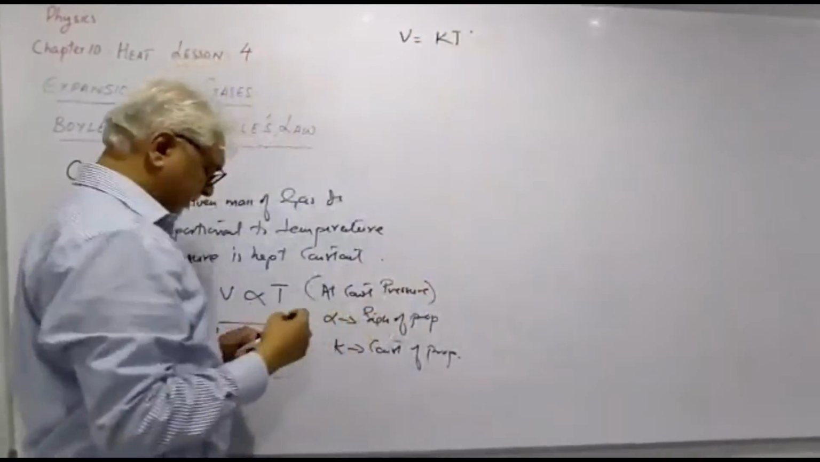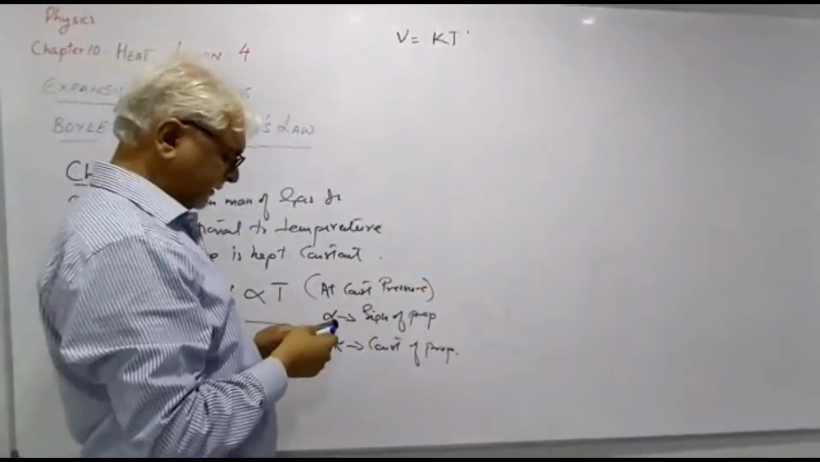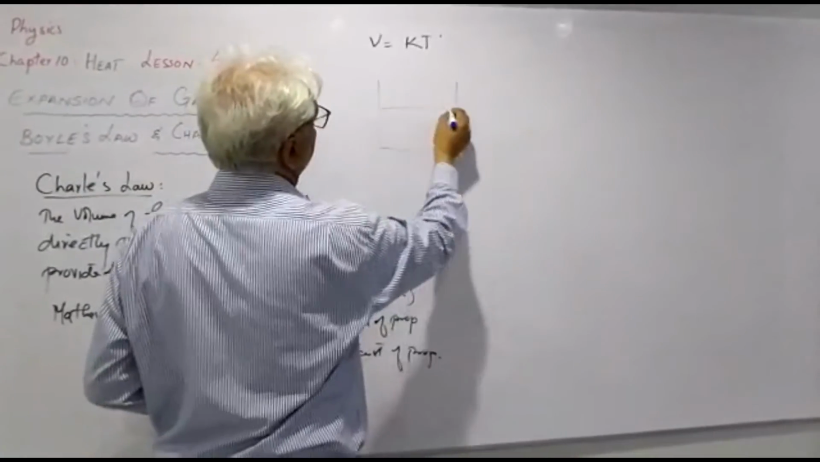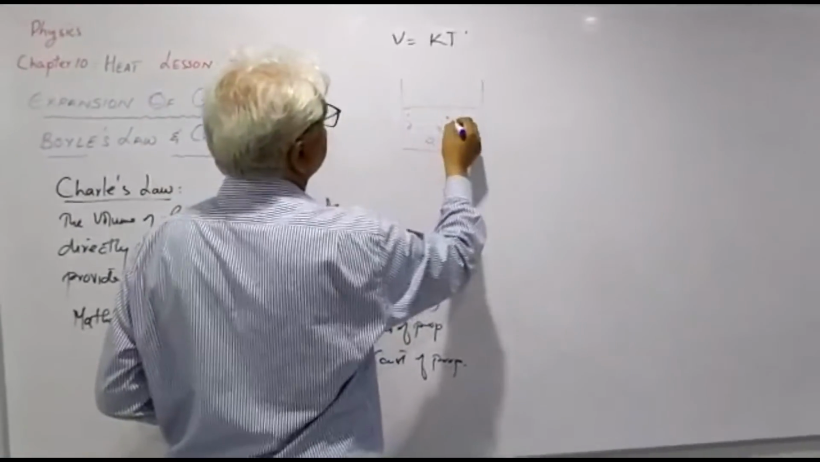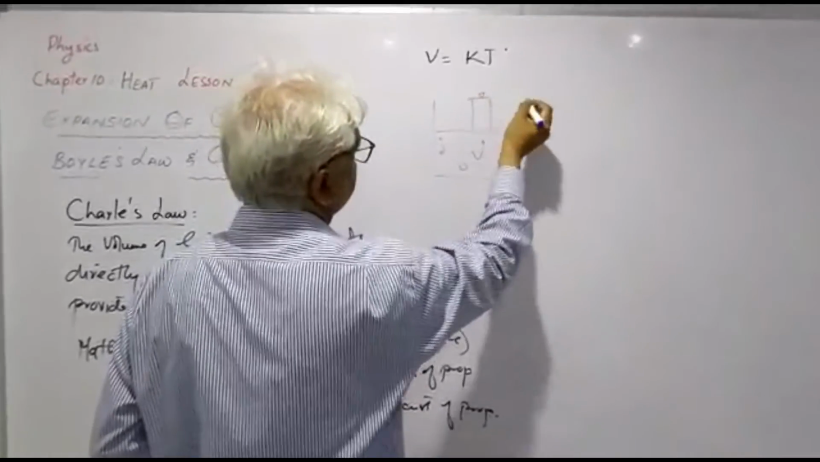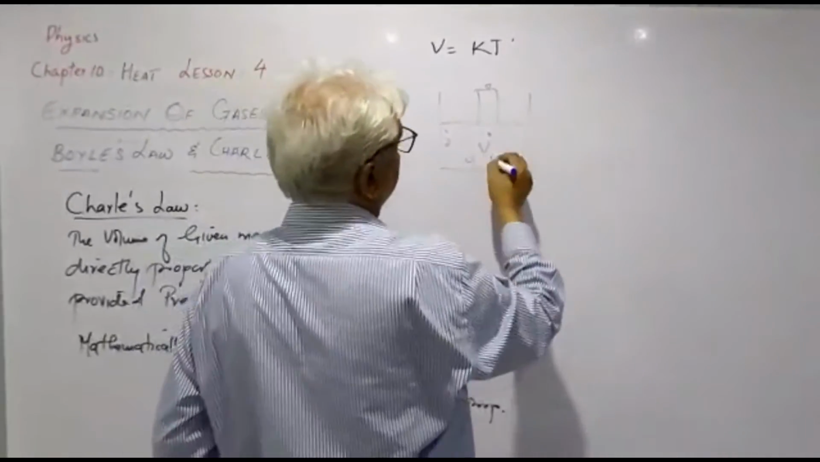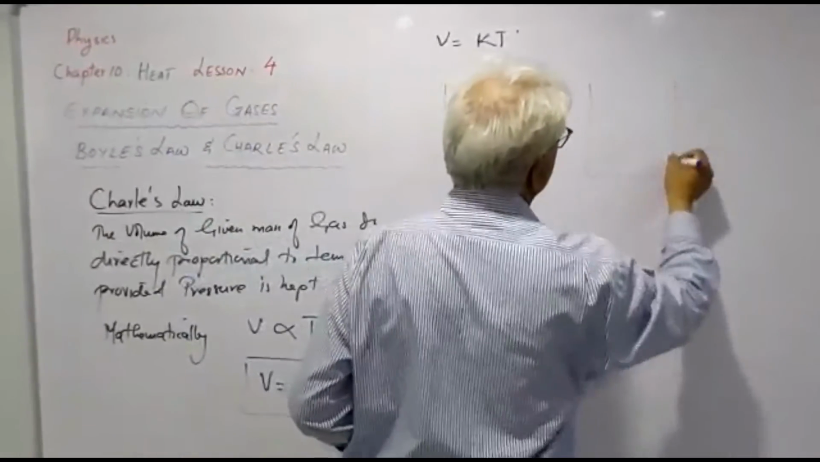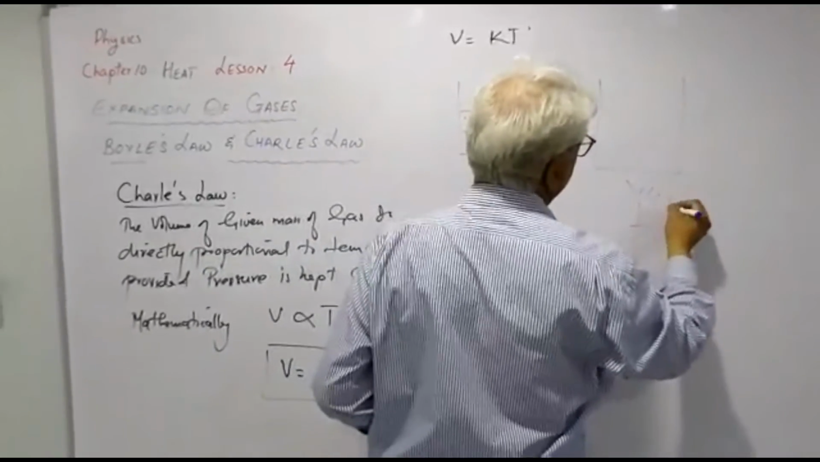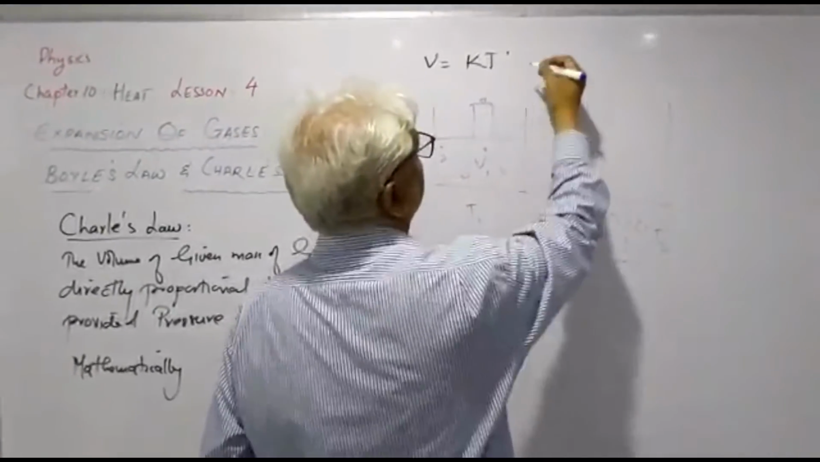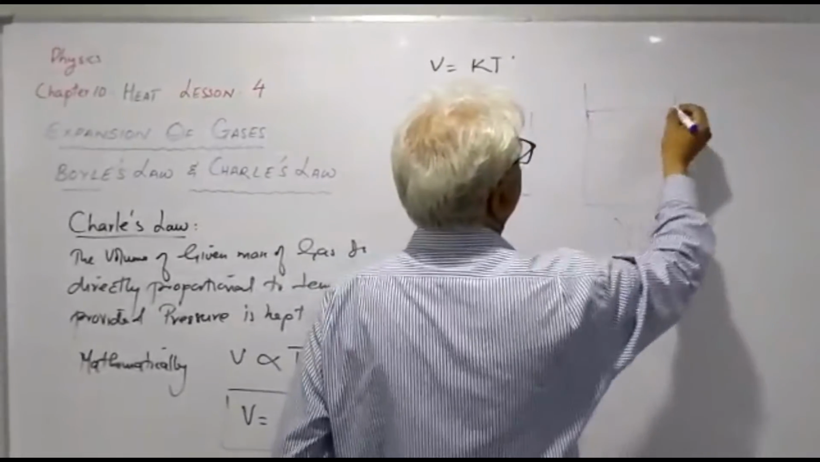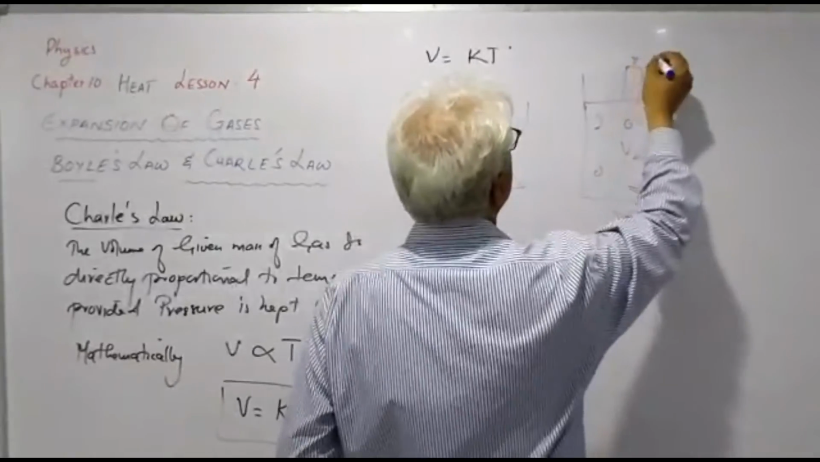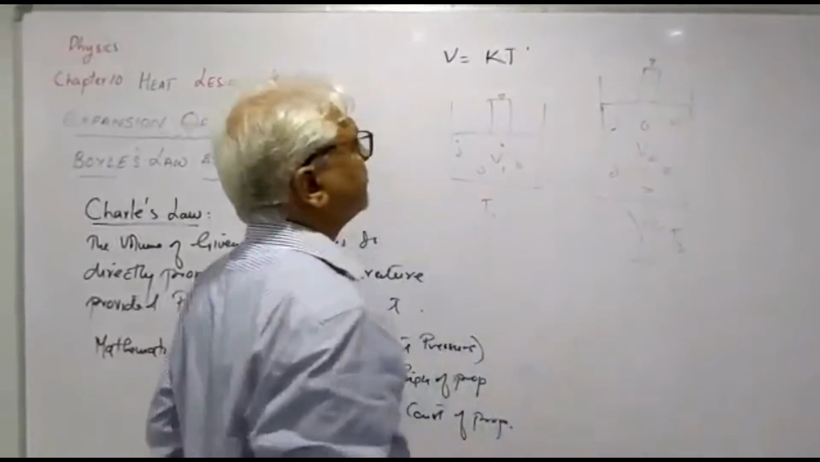You can understand it by means of this figure. Let's say this is your initial volume of gas. Pressure is the same, constant. Now if I increase the temperature, say from room temperature, heating it, to T2, what will happen? The volume will increase. The volume of the gas will increase. The pressure remains the same.